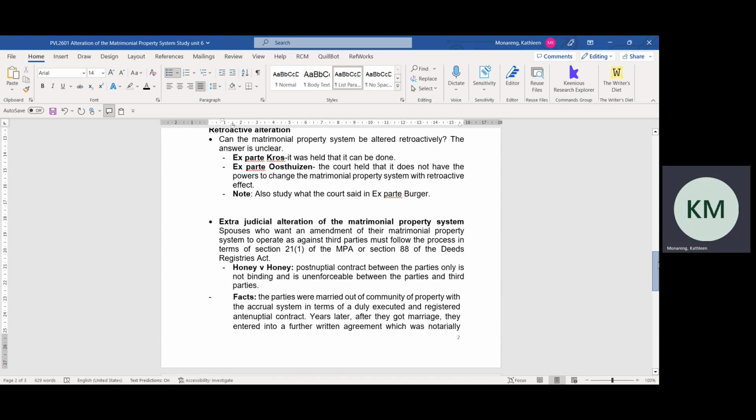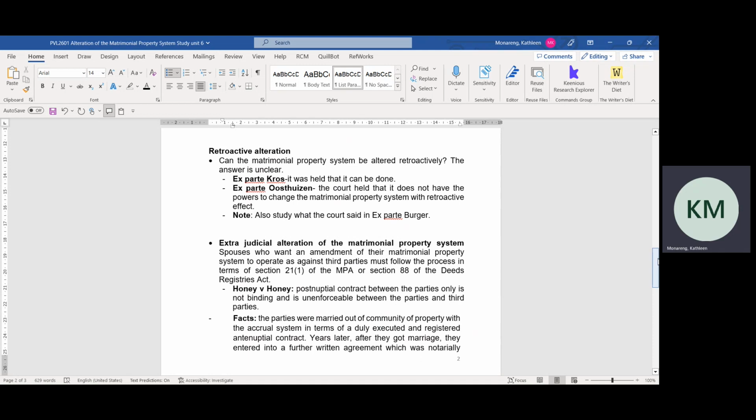Now let's move on to retroactive alteration. The question here is, can a matrimonial property system be altered retroactively? In other words, let's say today is the 11th of April 2023, and the parties have made a court application. Can the court grant an application whereby the new matrimonial property system will also be binding on transactions that took place before the 11th of April 2023, or is it going to be binding from the date that the court order is granted?